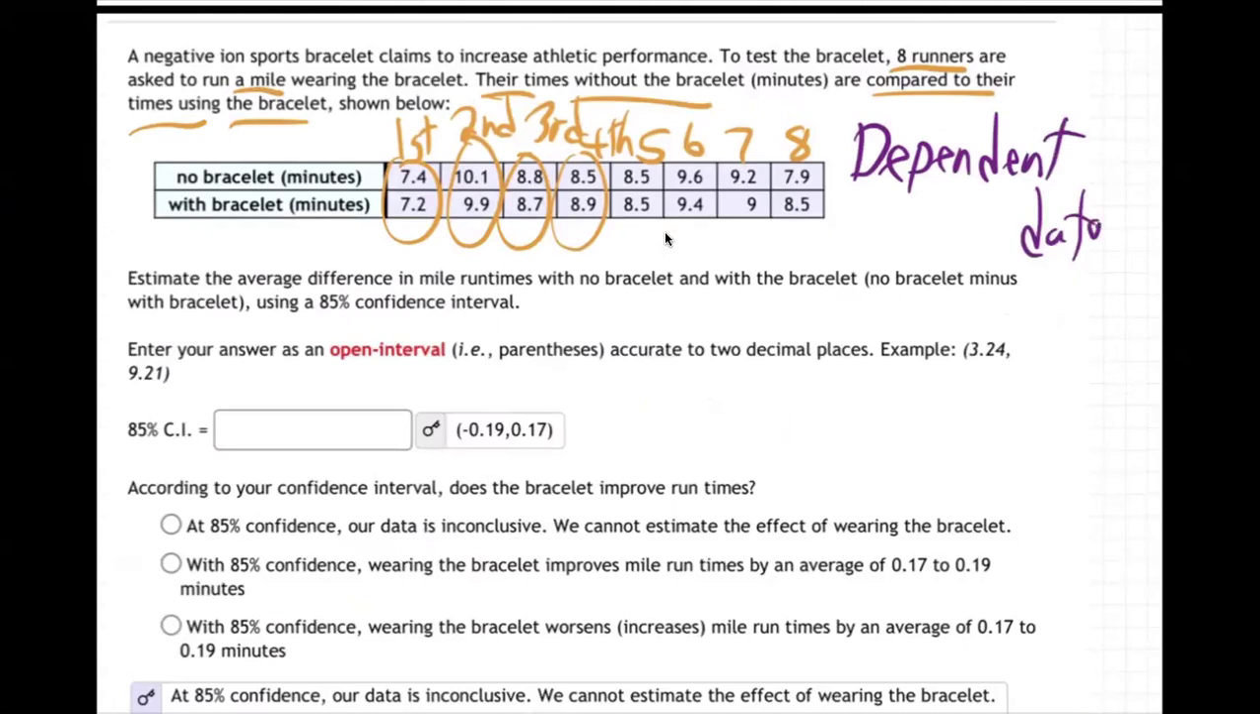What do we mean dependent? Dependent means connected, meaning these 2 numbers are definitely connected, because the 7.4 and 7.2, that's the same person. That's he or she running the course with no bracelet and with a bracelet. They're connected, they're related, they're dependent. Like, you know, children are dependent upon their parents. Your relatives are your dependents. They're connected to you. So they're connected, dependent data.